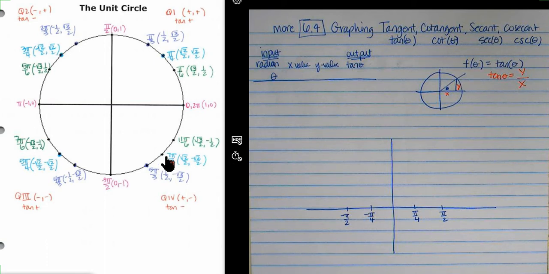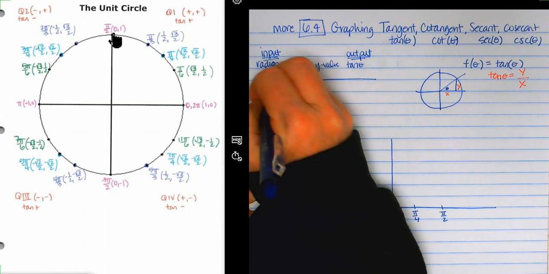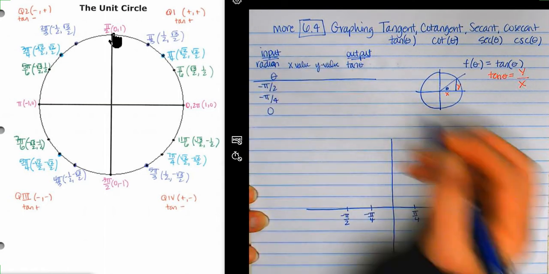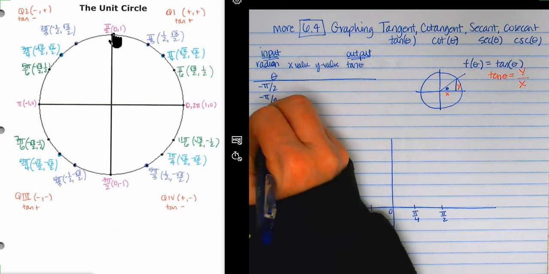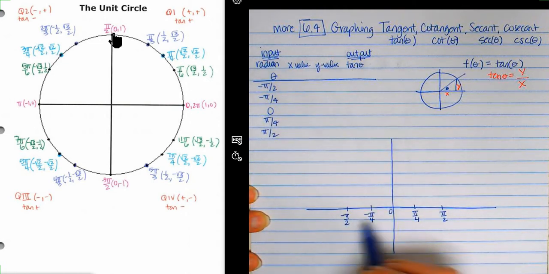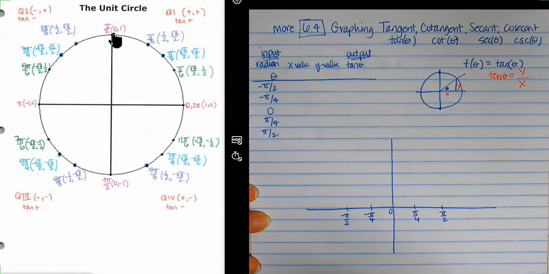So this is a circle, but when I unroll it like a fruit roll-up, negative pi over 2 is right here on the xy axis. This is negative pi over 4. This is 0. This is pi over 4, and this is pi over 2. So when I unroll it, these are the values I'm going to get. I'm going to start at negative pi over 2 and do negative pi over 4, 0, positive pi over 4, and pi over 2. So I'm going to go from negative to positive, and that's halfway around the unit circle, from here to here.